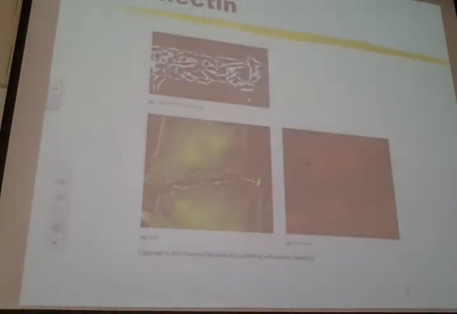And these are just stained cells. Here's actin, so we've seen that before. Here's the cell stained for fibronectin, so there's lots and lots of fibronectin around.